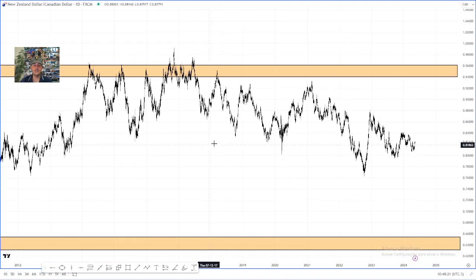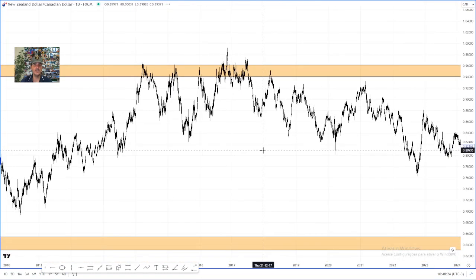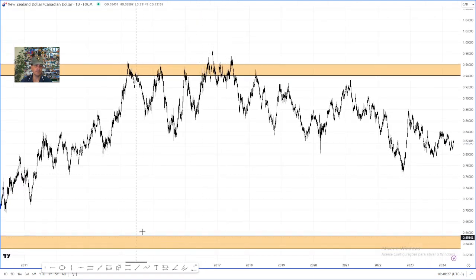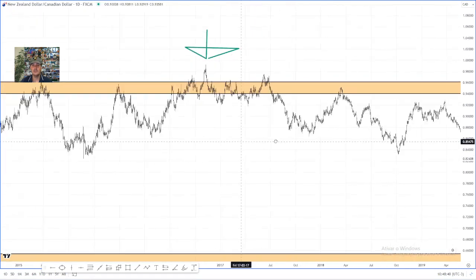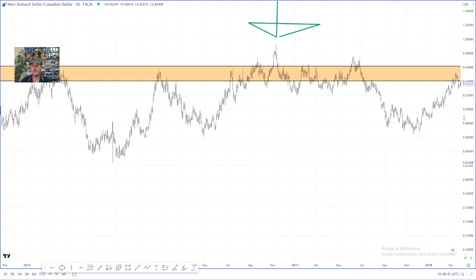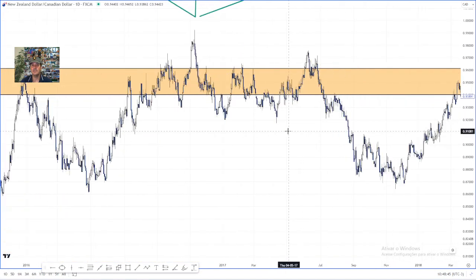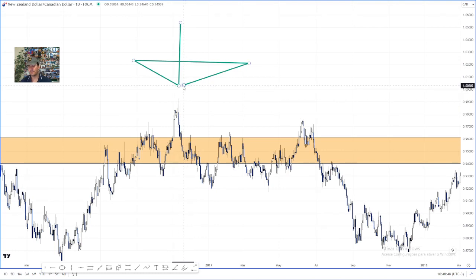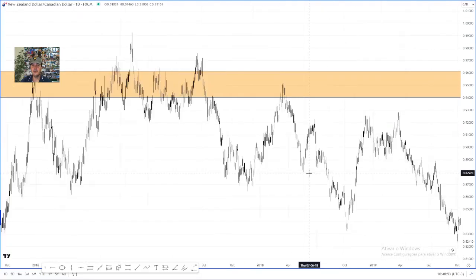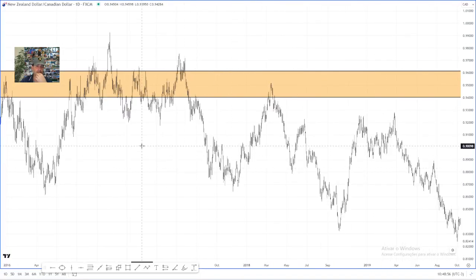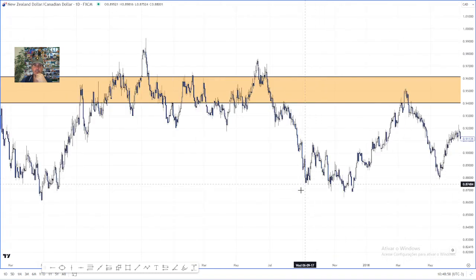Do we agree that on the NZD-CAD daily chart, talking about the monthly bands, it started up in here? This is the highest high on the monthly band, the absolute high. Do we agree? Yes, alright. And do we agree that it's not that easy in the beginning?